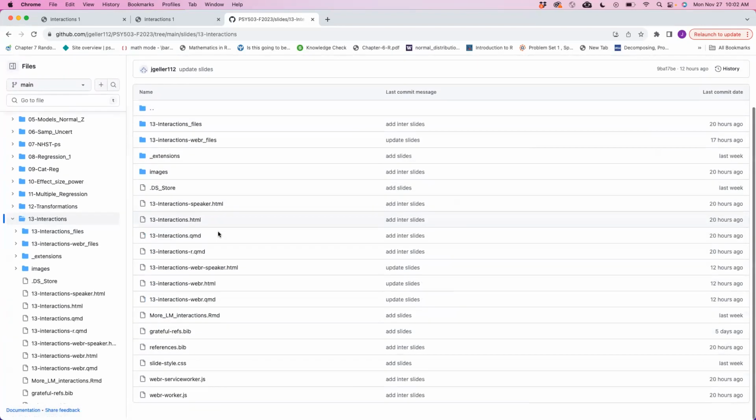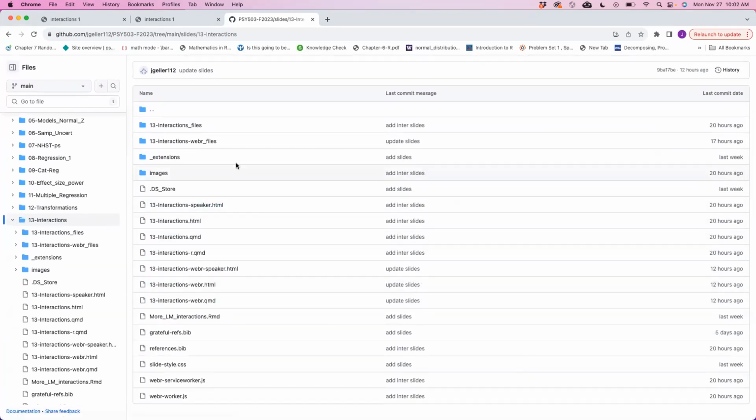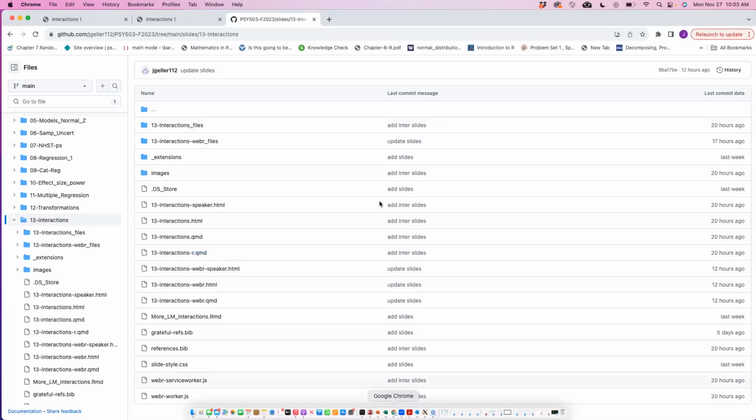So for this particular section, what you would want to click on is this R. So the 13 interactions R, that will give you the R code, the R chunks. So you have to use different chunks for WebR. If you're going to follow along in actual RStudio, you just have to click on this particular QMD document. Then you can just click through everything. Let me know if you have any questions about that.